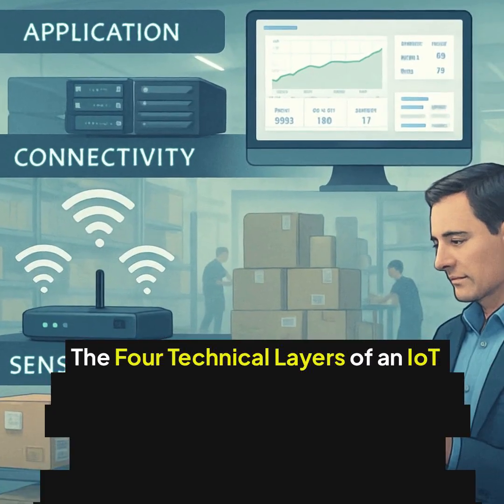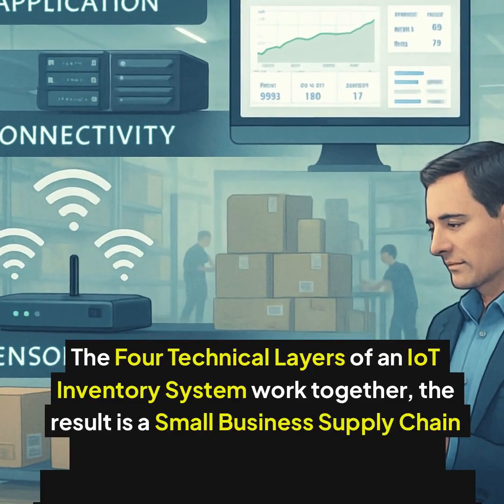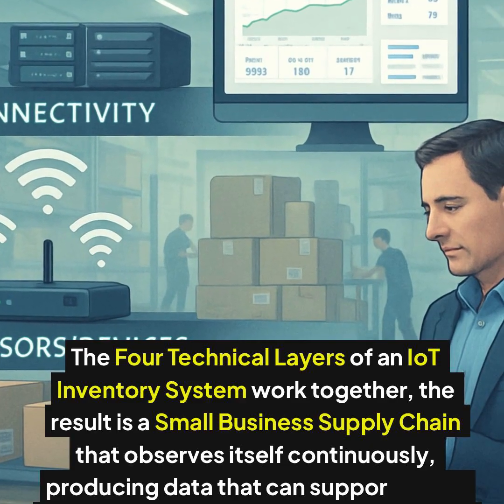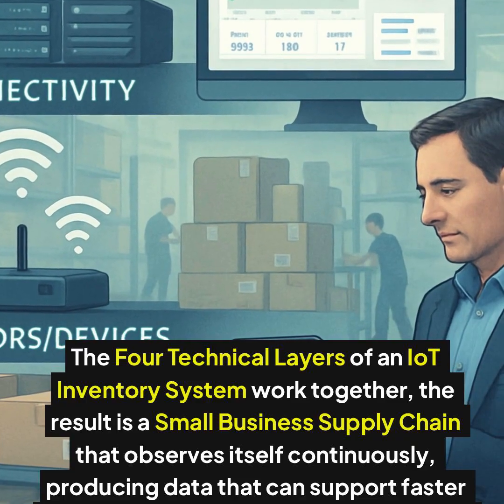The 4 technical layers of an IoT inventory system work together. The result is a small business supply chain that observes itself continuously, producing data that can support faster decisions and fewer interruptions within the small business inventory lifecycle.